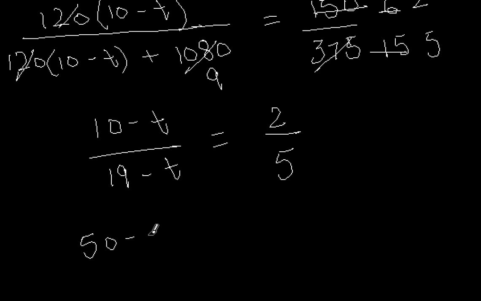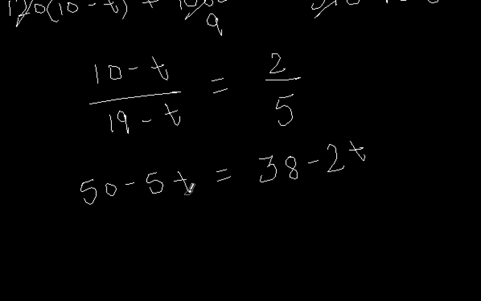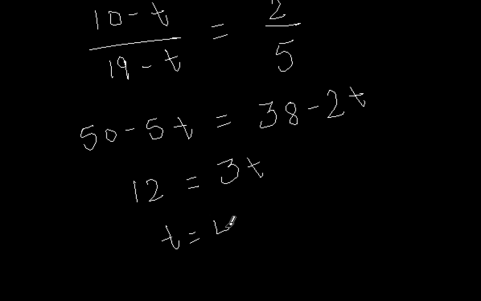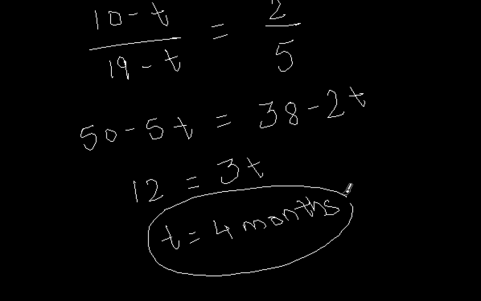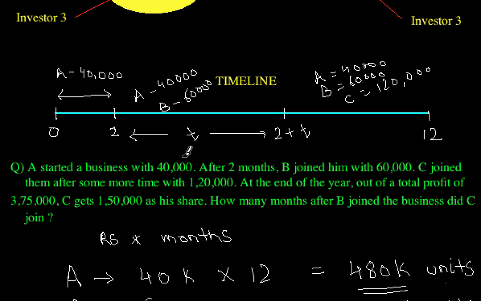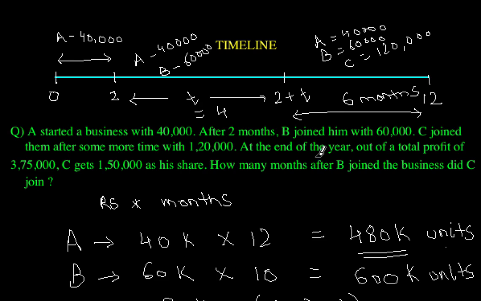So we get 50 minus 5t is equal to 38 minus 2t. Now if we bring 5t here and 38 here, we get 50 minus 38, which is 12, equal to 5t minus 2t, which is 3t. So t is equal to 4 months. So this is the required answer. Basically, C invested 4 months after B did. So t is equal to 4, and therefore C has invested for a total period of 6 months. Okay. So this is how we solve these kinds of problems.